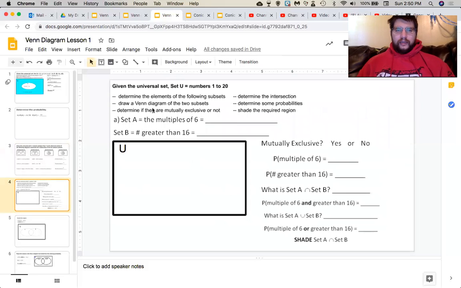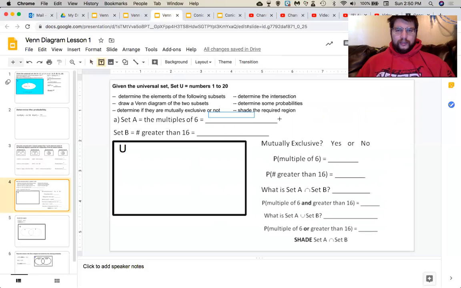All right, so this has 6 sets of instructions on what to do. Determine the elements of the subsets, determine where they intersect, draw a Venn diagram, determine some probabilities, determine if they're mutually exclusive or not, and shade the required region. So this down here pretty much walks you through that. Set A is the multiples of 6. And again, we're still looking at the universal set of the numbers 1 through 20.